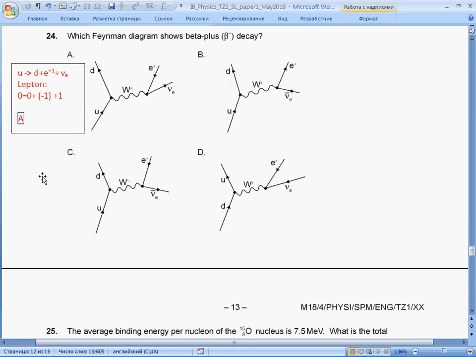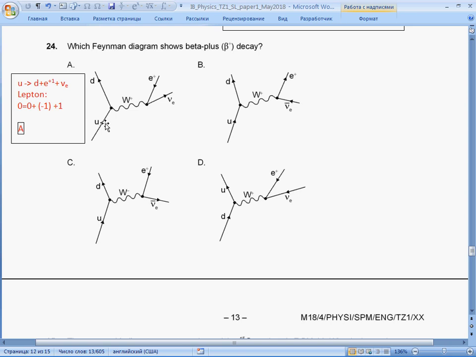24. Which Feynman diagram shows beta plus decay? This you should remember. An up quark decays into a down quark with a positron and a neutrino. So lepton number is conserved, because the positron, as an antiparticle, has -1 lepton number, and the neutrino has +1. But actually you should remember the formula and understand the Feynman diagram.